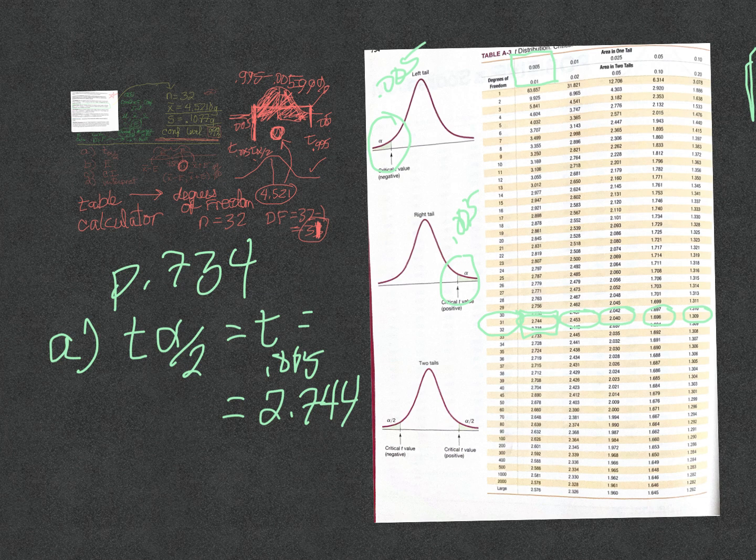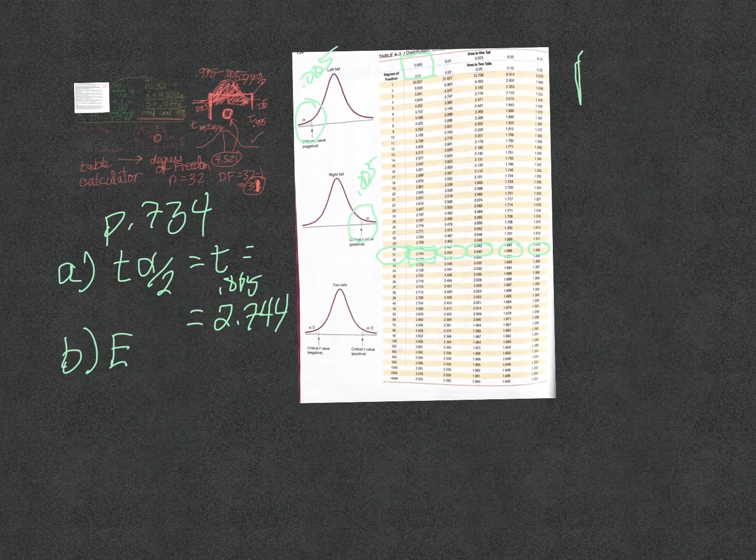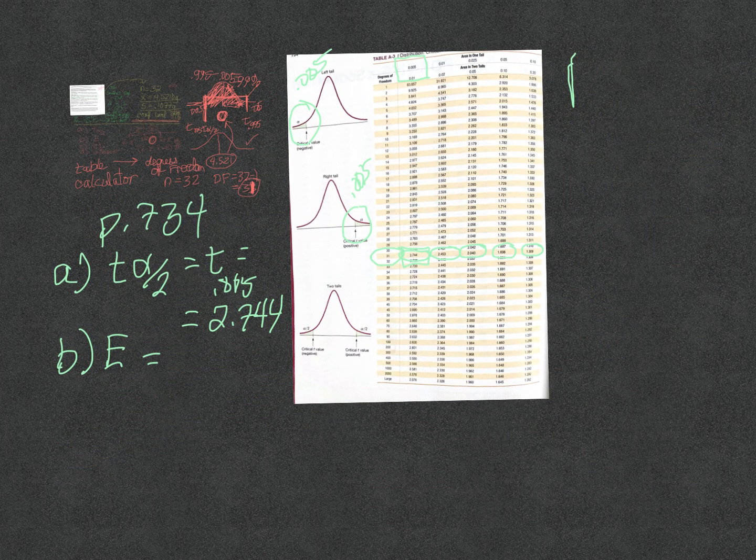Once I use the table, then I can find the margin of error. And so the margin of error is equal to, and I have that listed over here, sorry, t sub alpha over 2 times the standard deviation divided by the square root of n. So it's t sub alpha over 2 times the sample standard deviation divided by the square root of n. So that's just a formula.